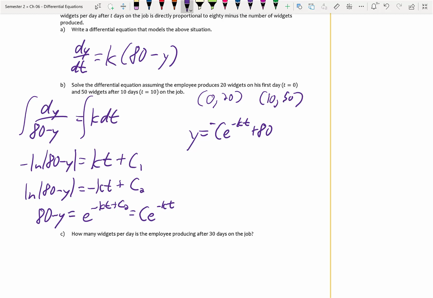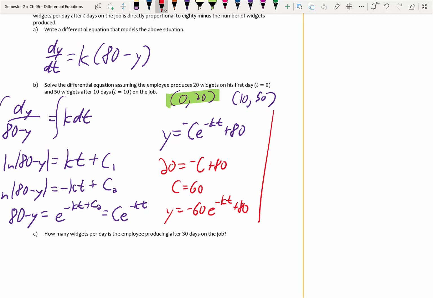Let's plug in 0 for t and plug in that first ordered pair. We're going to plug this one in. I get 20 equals negative c plus 80, or c is 60. So y equals negative 60 e to the negative kt plus 80.